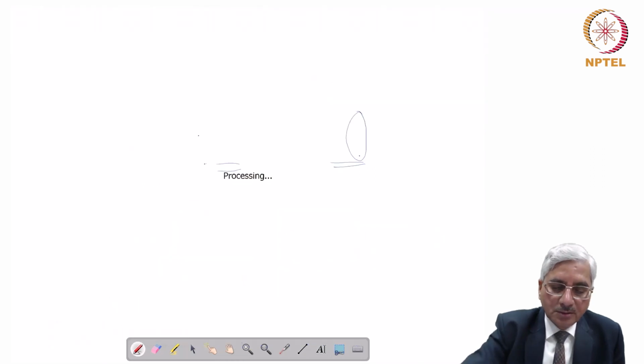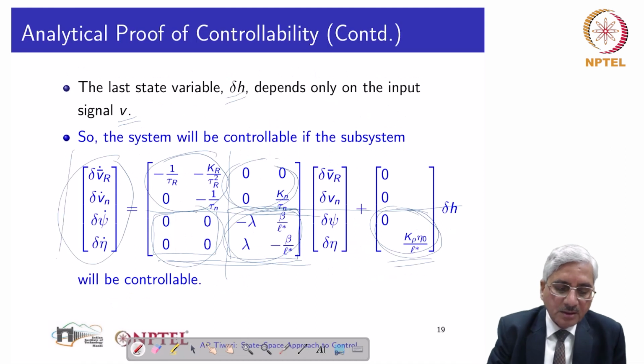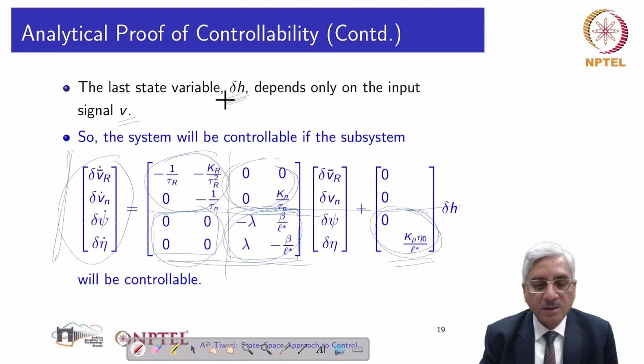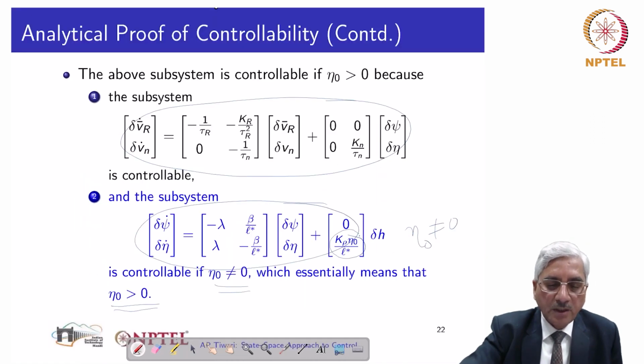This subsystem is already controllable, so this subsystem is controllable, and delta H, that state, is controllable, so the overall system is controllable. This gives the proof of controllability.